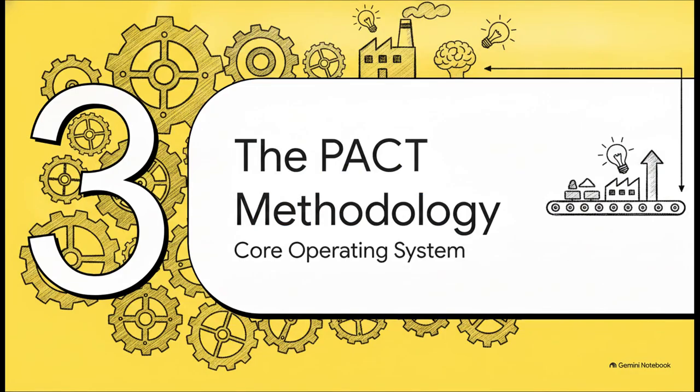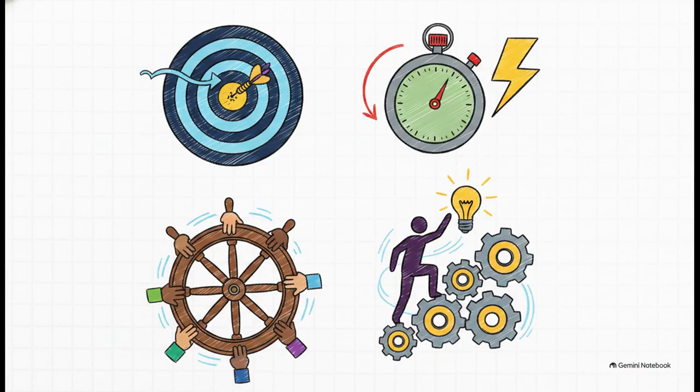All right, Part 3, the PACT methodology. If the training department is our factory, PACT is the core operating system powering the entire assembly line. Let's break down that acronym. First step, performance-based. This means absolutely nothing is created unless it anchors directly to actual job performance.